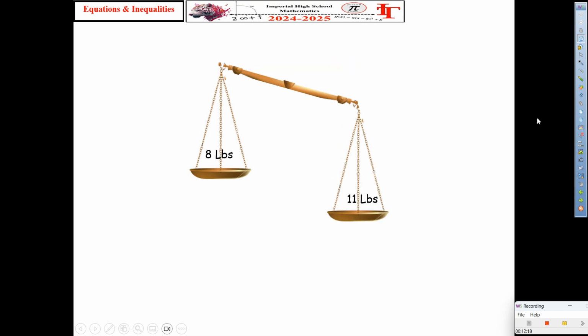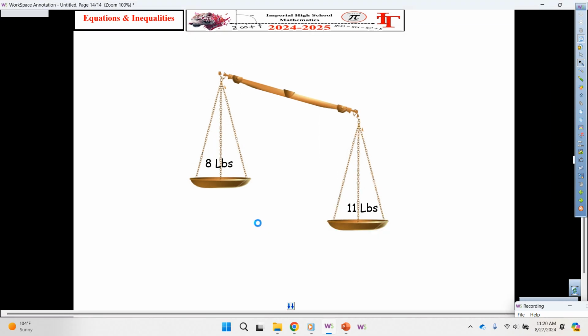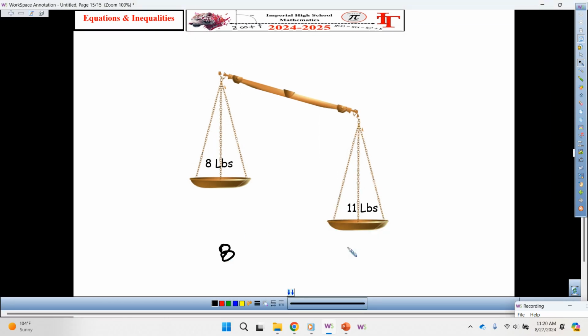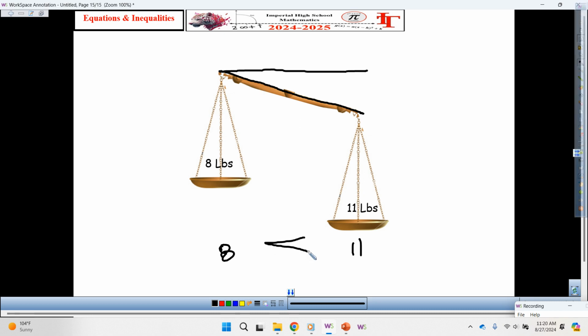I have 8 over here, 11 over here. What was the original bar? It was right here. Is that correct? And it dropped like this. What symbol does that make? An inequality symbol that says 8 is less than 11.